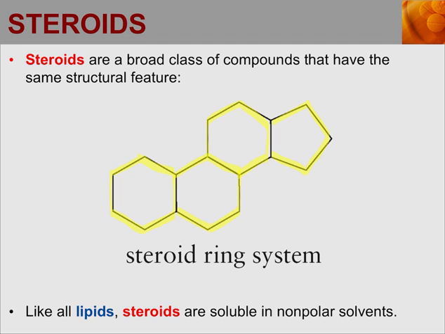Now, the way that they become different is based on the groups that are attached. So you might have a ketone, an alcohol, carboxylic acid, maybe there's a double bond somewhere, and that's what creates our different steroid molecules. So like all lipids, steroids are only soluble in non-polar solvents.